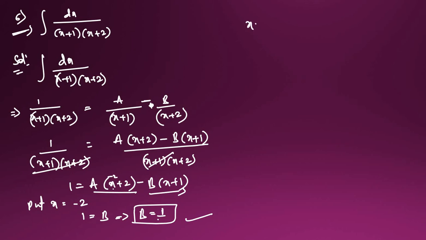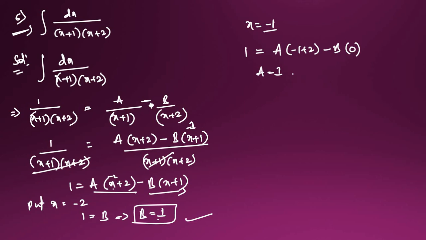So x is equal to, we have to take here. We put x is equal to, we already took minus 1, no? So here minus 2, no? So minus 1 will take here. 1 is equal to a into minus 1 plus 2 will come here, minus b into, so this minus 1 will substitute, so it will become 0, 0 will come here. So a is equal to 1 will come here. A is equal to 1 will come here.